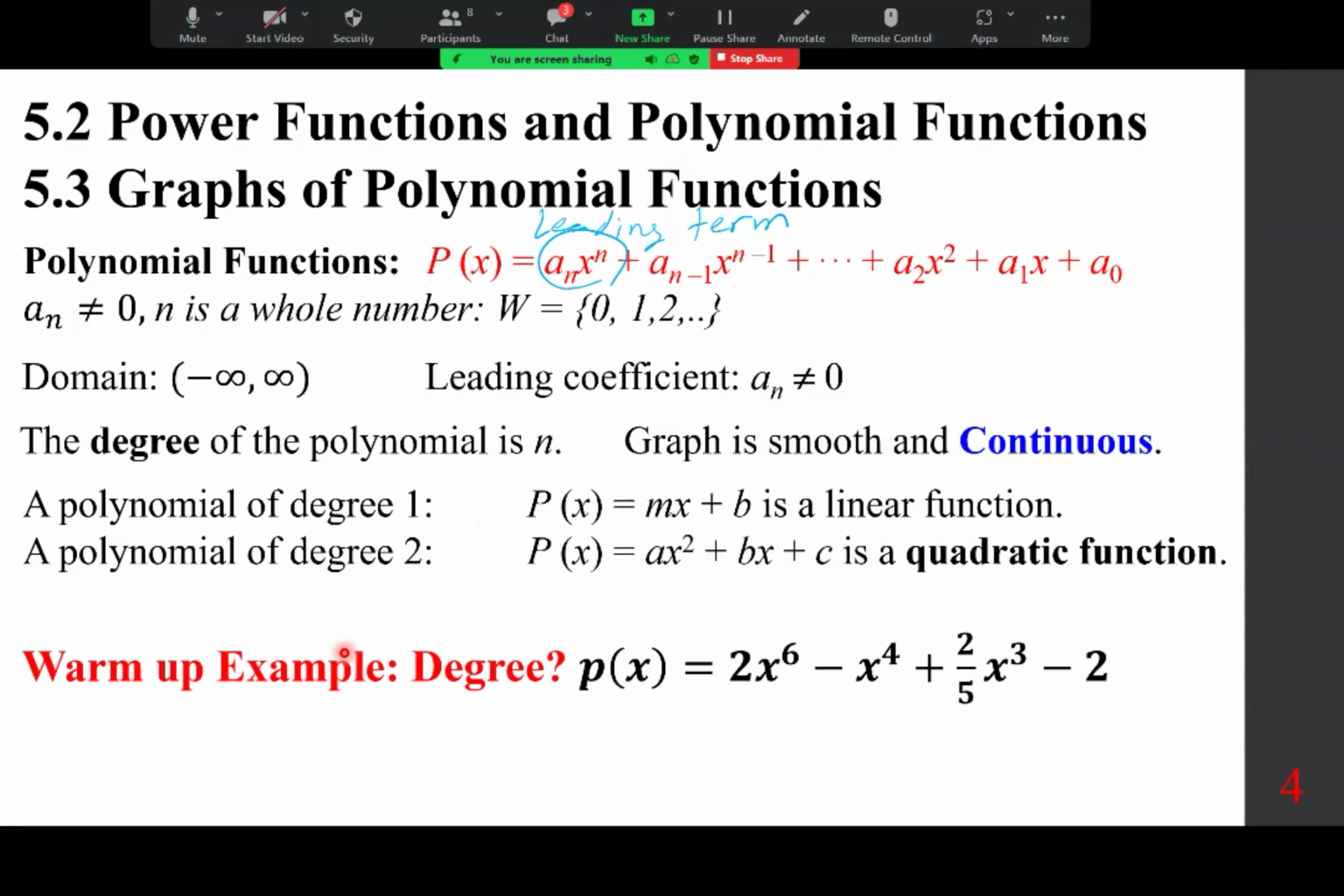So, a warm-up example. P(x) is given as 2x⁶ − x⁴ + (2/5)x³ − 2. By the way, you notice it's in descending order, meaning the powers, the exponents on x, go down. That's called descending order. So this is the leading term. What is the degree? The exponent on that, the degree is 6.